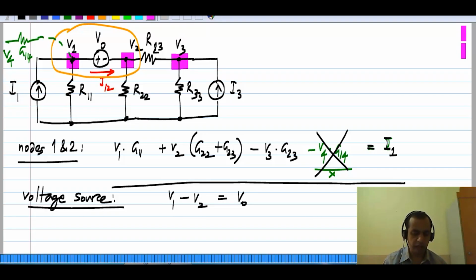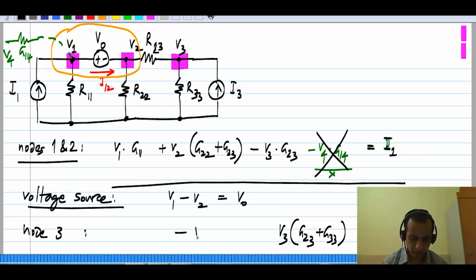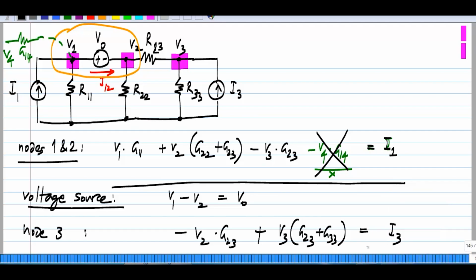And for node 3, the same thing that we always used applies. We'll have V3 times the sum of conductances, which is G23 plus G33, minus V2 times G23. And the whole thing will be equal to I3. So we have our three equations and three variables, and we can solve for the node voltages.